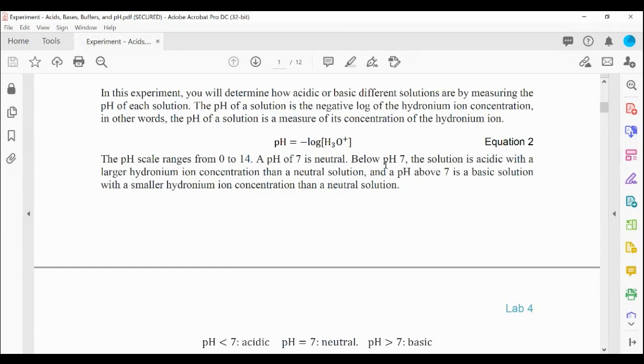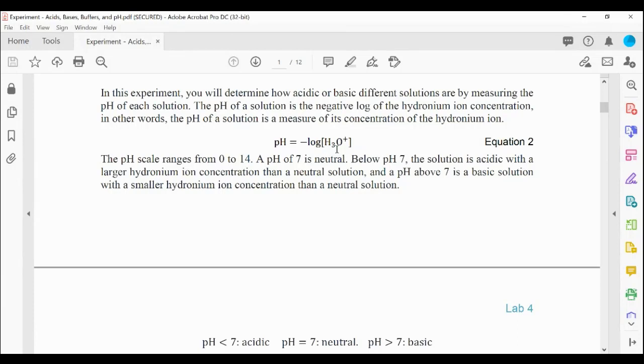So the pH is defined as you see here: minus log of the concentration of hydronium. So if we have a neutral solution, the concentration of hydronium is going to be 10 raised to the minus 7, and the pH then will be 7.